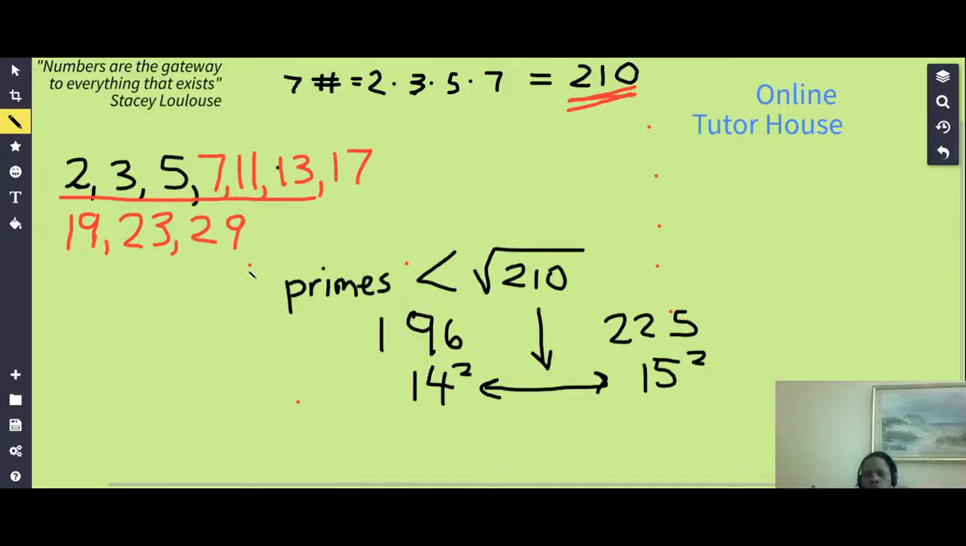Okay? So we can do that, or you could do that as an exercise. See if you can discover the next set of primes using this system.